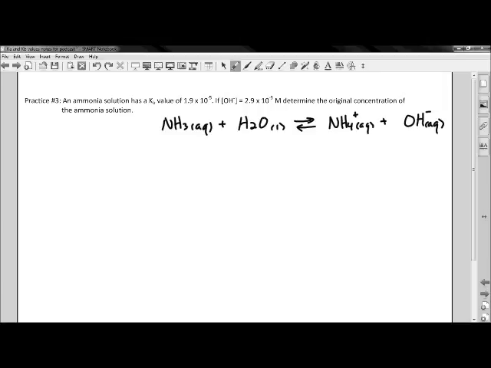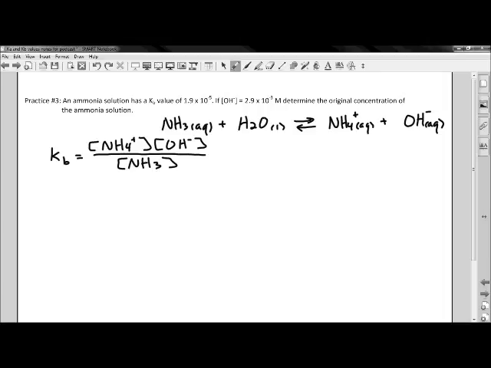With that said, let's write our Kb real quickly. Our Kb is equal to our reactants. We have our ammonium ion. I'm sorry, our product, not reactant. Correct that, our product, and our hydroxide ion, all over now our reactants, our ammonia.